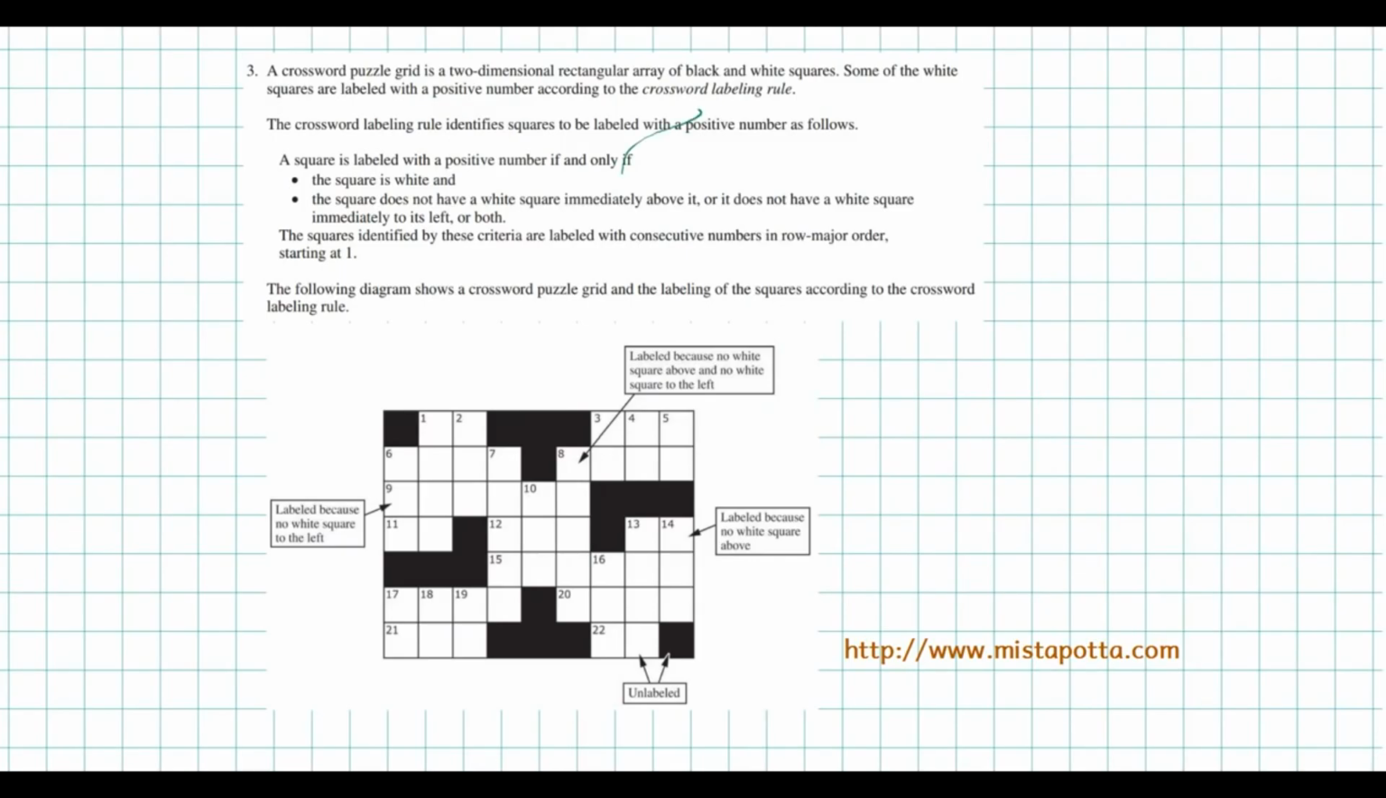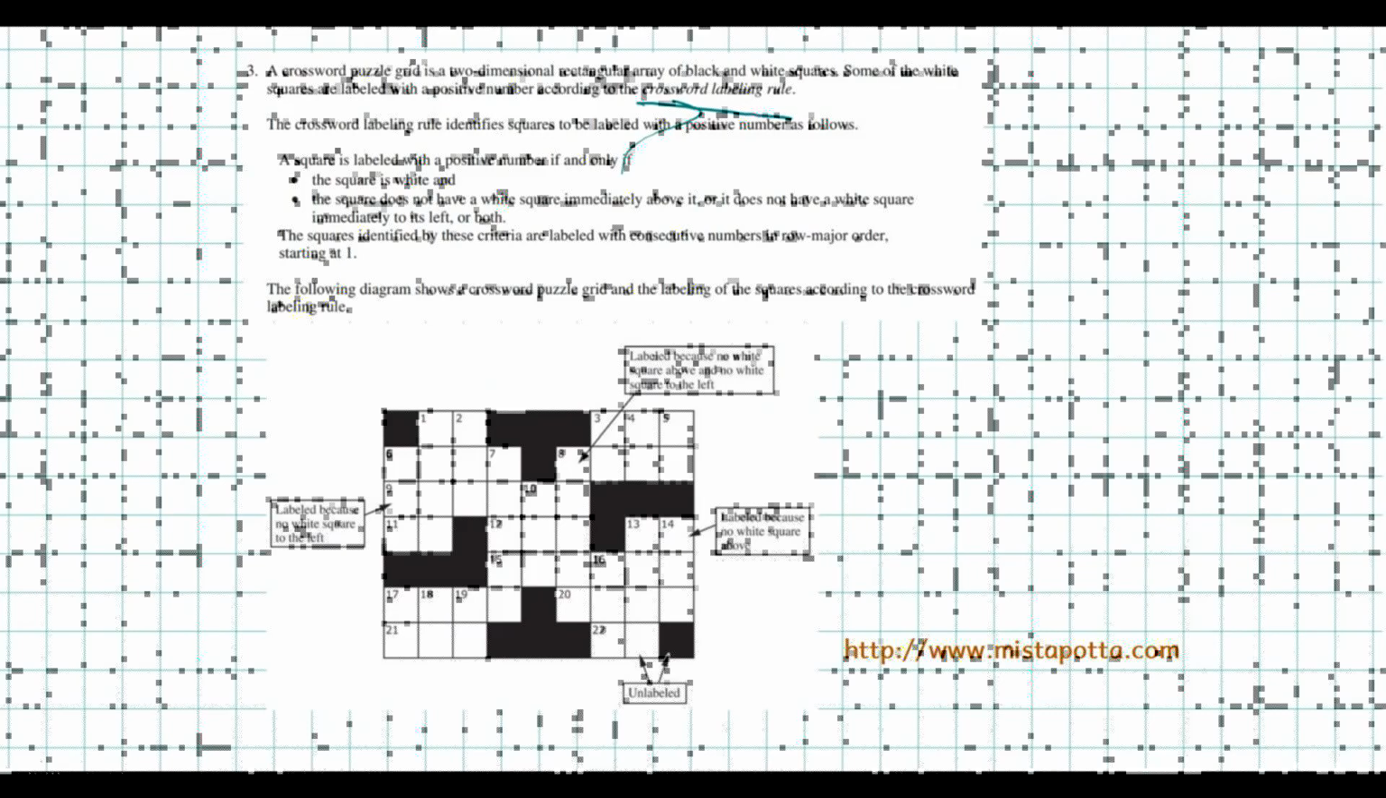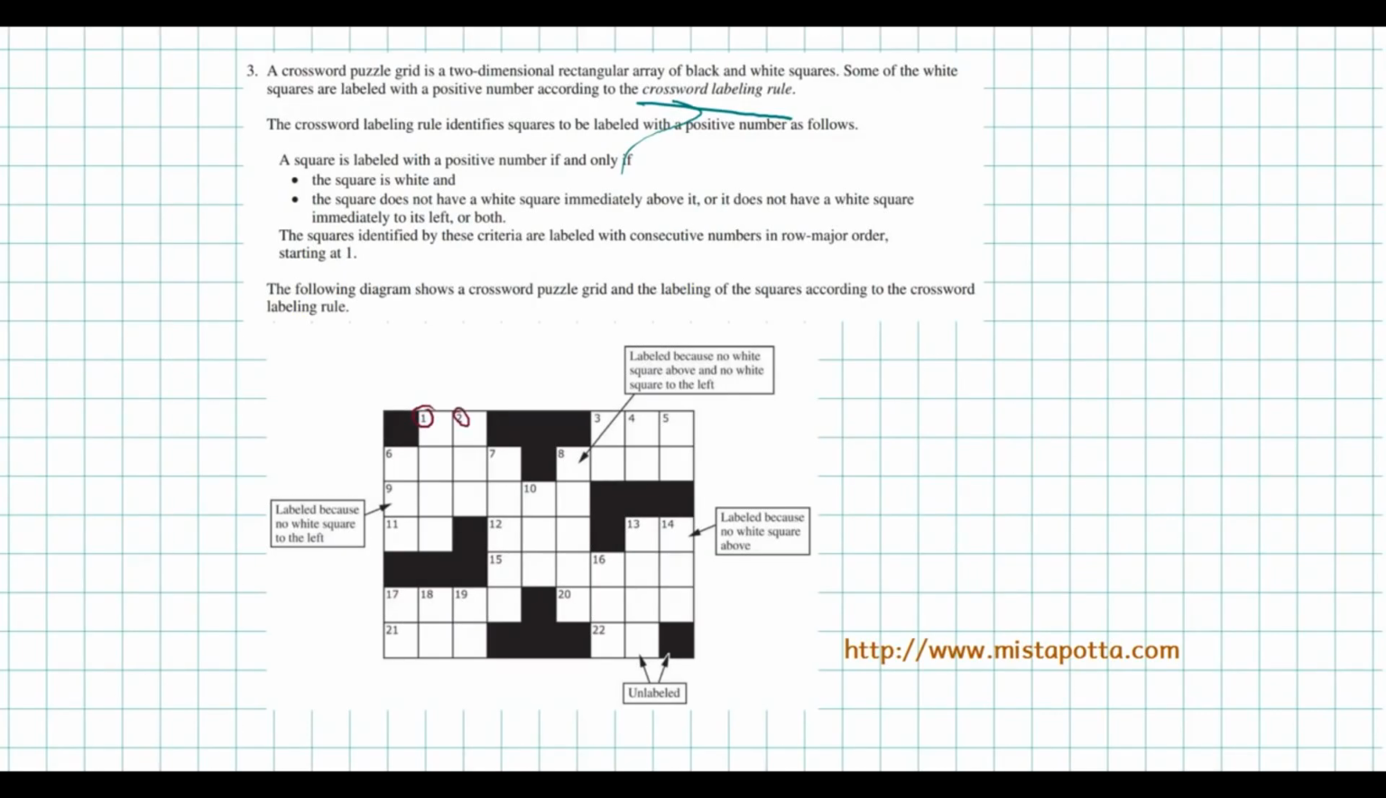crossword labeling rule here. The idea is that we are going to label something if it's on the top row, or it's on the leftmost column, or if it's directly below a black square, or if it's directly to the right of a black square. So these are the 4 different situations where a number is going to get labeled.